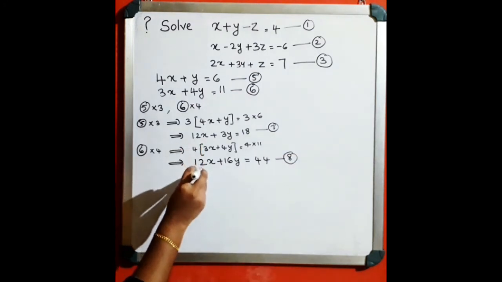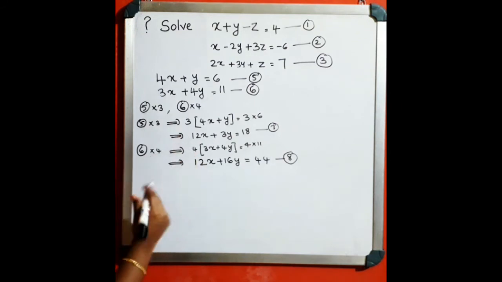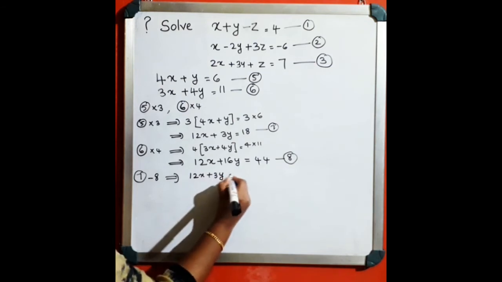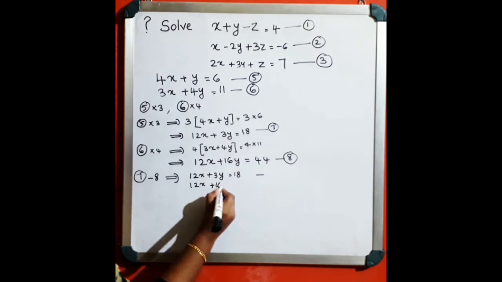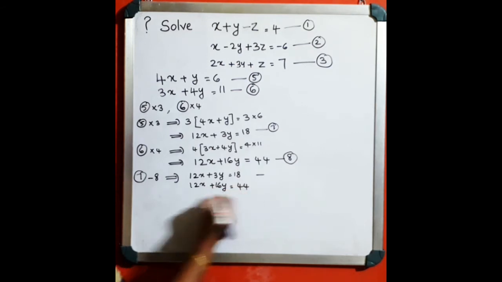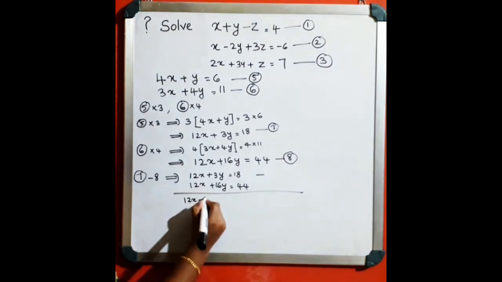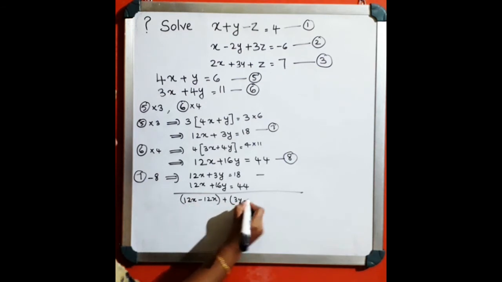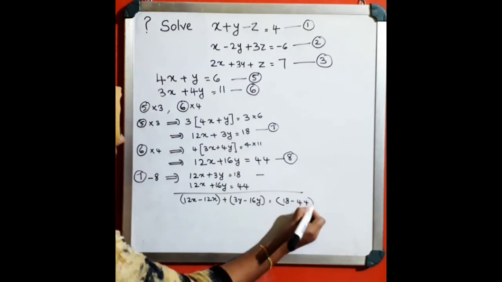Here the coefficient of x is same. So to eliminate x from this equation, just subtract this. So equation 7 minus 8 implies 12x plus 3y equal to 18 minus 12x plus 16y equal to 44. Just subtract this equation, we get 12x minus 12x plus 3y minus 16y is equal to 18 minus 44.